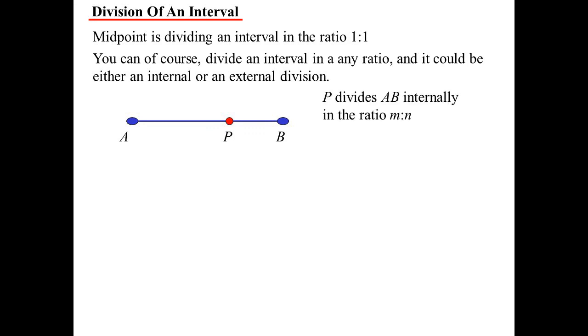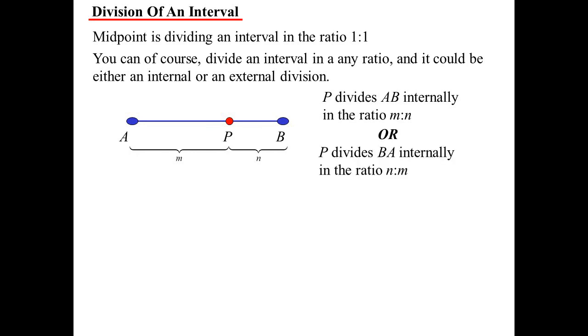So I would say, well look, P divides AB internally, because it's between the 2 points, in the ratio m to n. Now the order is important. Because I've called the interval AB, then the ratio m:n means that the distance AP would be the m parts, and the distance PB would be the n part. So I could have said P divides BA in the ratio n to m, but the actual naming is important.